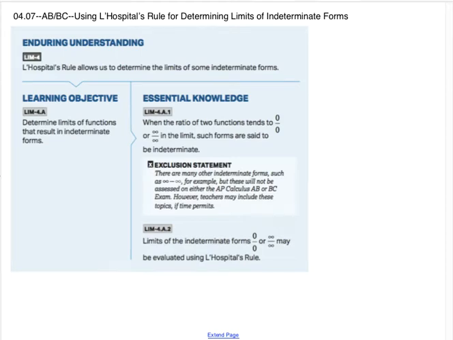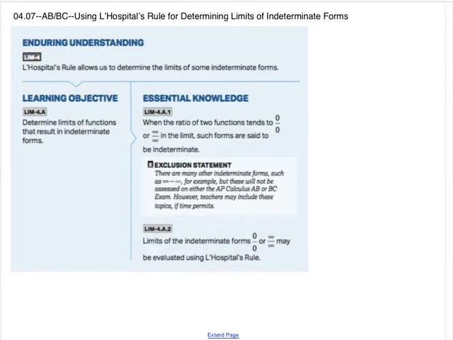All right, this is AP, AB, and BC Calculus. We are doing Unit 4, Section 7, which is using L'Hopital's rule for determining limits of indeterminate forms. All right, so basically what we're going to be doing here largely is 0 over 0 and infinity over infinity.